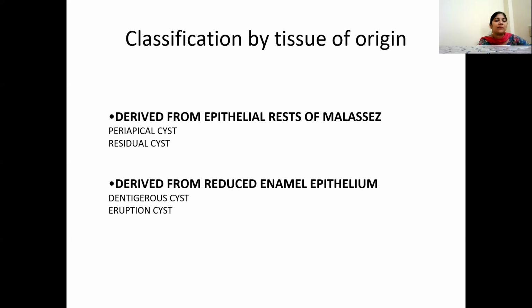So two cysts derived from that are the periapical cyst and residual cyst, and derived from the reduced enamel epithelium, that is the epithelium that covers the newly formed enamel, are the dentigerous cyst and eruption cyst.